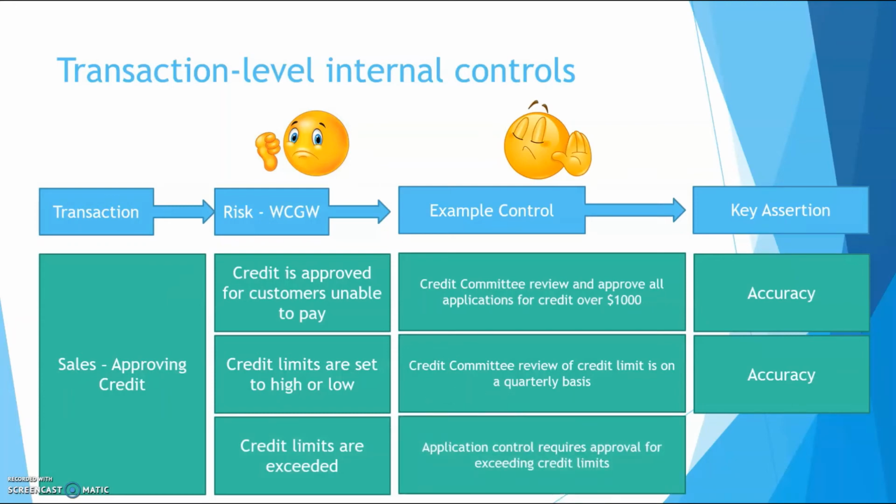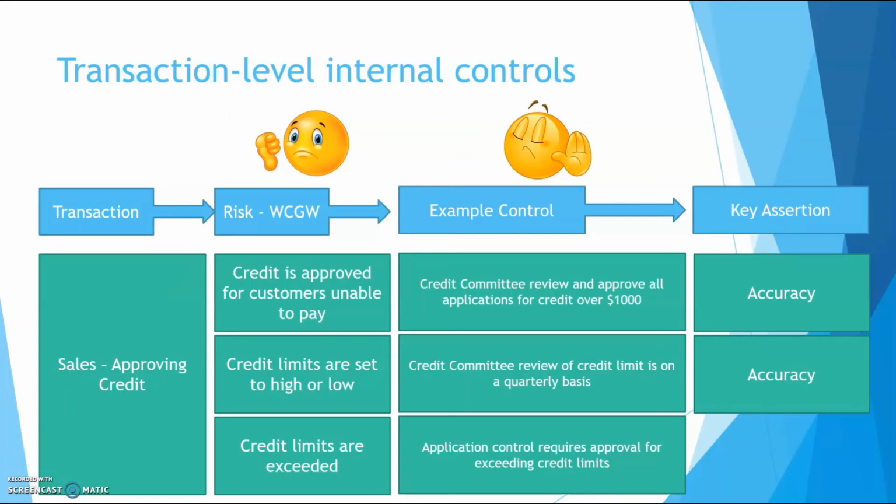Application control requires approval for exceeding credit terms. I've had customers tell me that they've got this control in place, yet the credit limit can actually be exceeded. So there's one thing to document a policy and say the credit limit is $10,000. There's one thing to make sure the system actually limits it to $10,000. And who has the override?